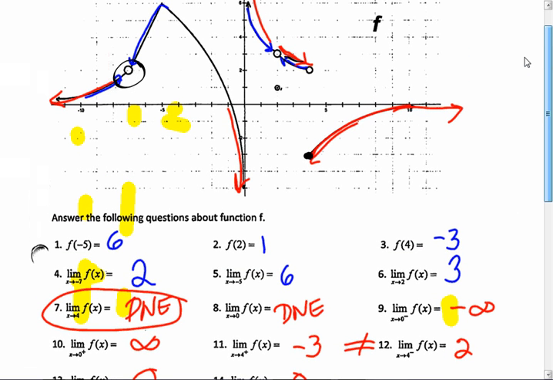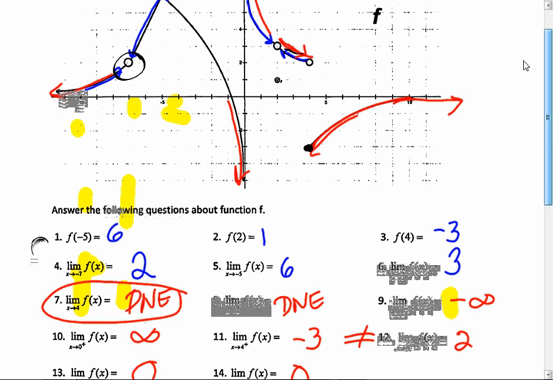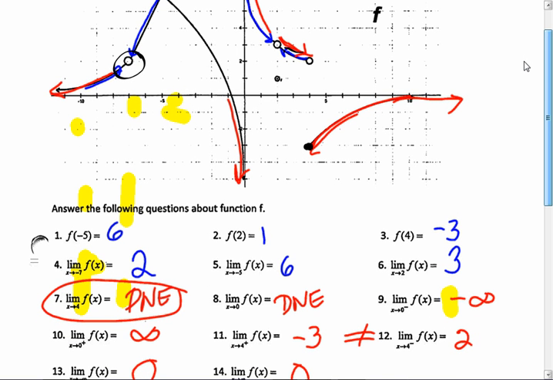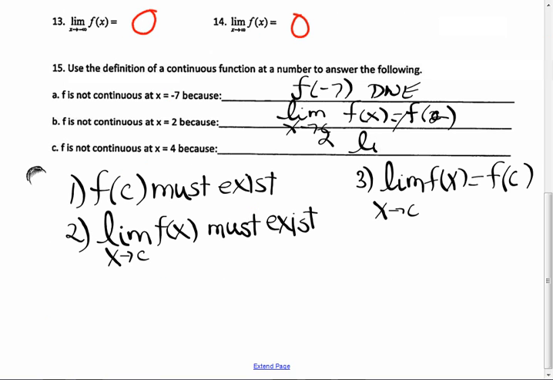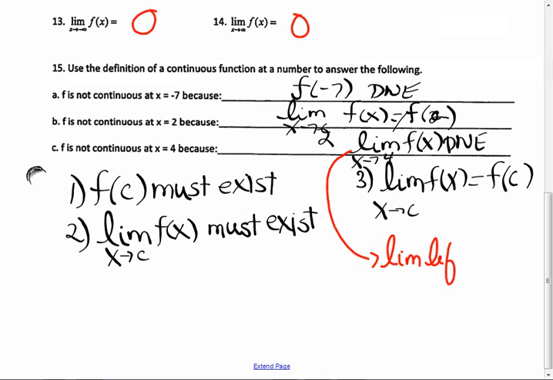Okay, what about at 4? What's not equal? The limit does not exist because the limit from the left does not equal the limit from the right. And they might ask you to write out why the limit doesn't exist, and it's enough. You can do it formally, or you can say limit from the left doesn't equal the limit from the right. Doesn't really matter. You can say it in words, or you can say it formally with the limit.